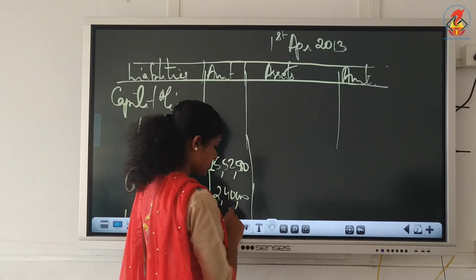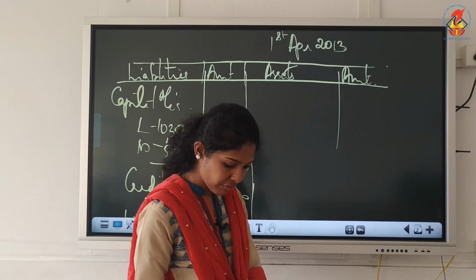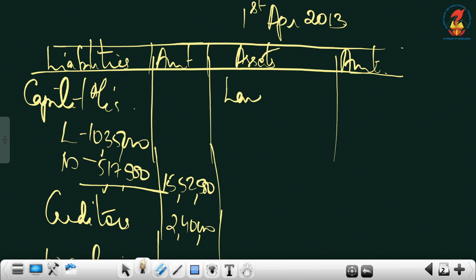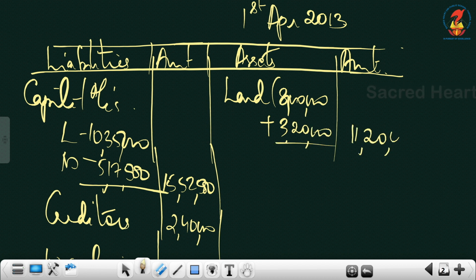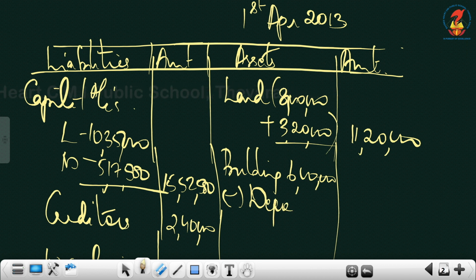Now, on the asset side, again you look into the old balance sheet. We have land and there is appreciation for land. So, land is 8 lakhs plus 3,20,000. So, that will be 11,20,000. Then, building, there is depreciation. Building value was 6 lakhs less depreciation. How much is your depreciation? That is 1 lakh. So, it is 5 lakhs.